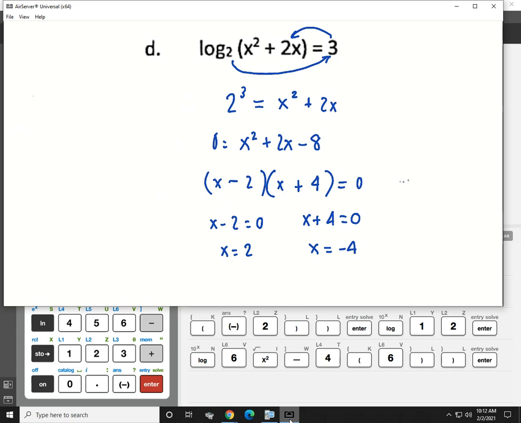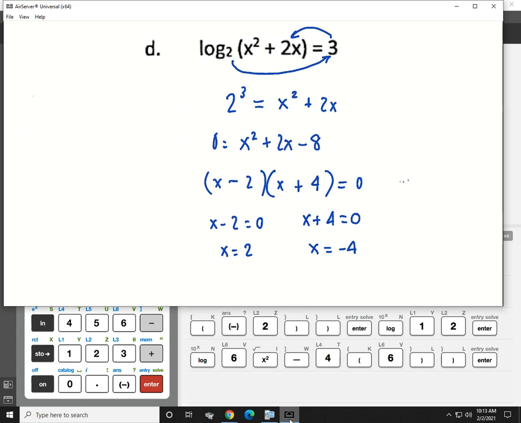Now let's check the other one. Alpha window number 5. Put 2 in your base. And then do in parentheses negative 4, close parentheses squared, plus 2 times negative 4. Tell me what you get. You get 3? All right, perfect. It's done. It's true. So no extraneous solutions here. In fact, none of the notes have extraneous solution.